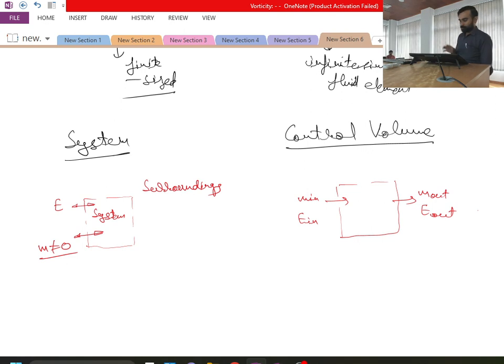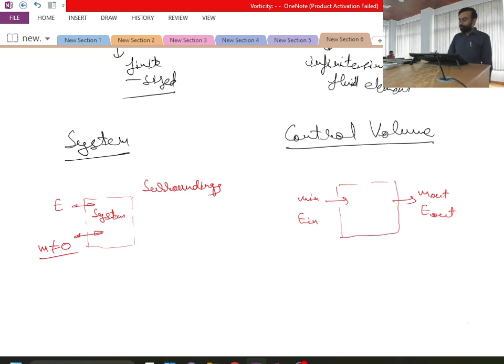Fine. So the difference is, in the first case, because no mass can enter or go out, whatever mass we have taken initially, its identity will always remain the same. But in the second case, the identity of mass will not remain the same, but it will keep on changing. Is this point clear? So our interest is, at whatever instant we are trying to determine the flow field, whatever mass is there inside this control volume at that instant, we are only interested in that part. Is this point clear? Okay.